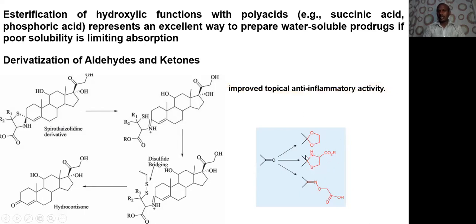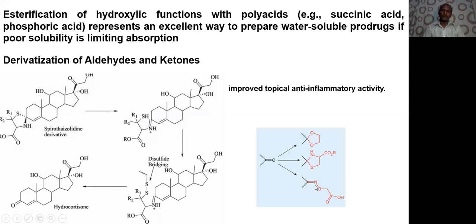Or otherwise you can convert it into spirothiazolidine, or you can convert it into oximes. The ketone functional group can be converted into this functional group, the oxime, where the oxygen is replaced here with nitrogen.